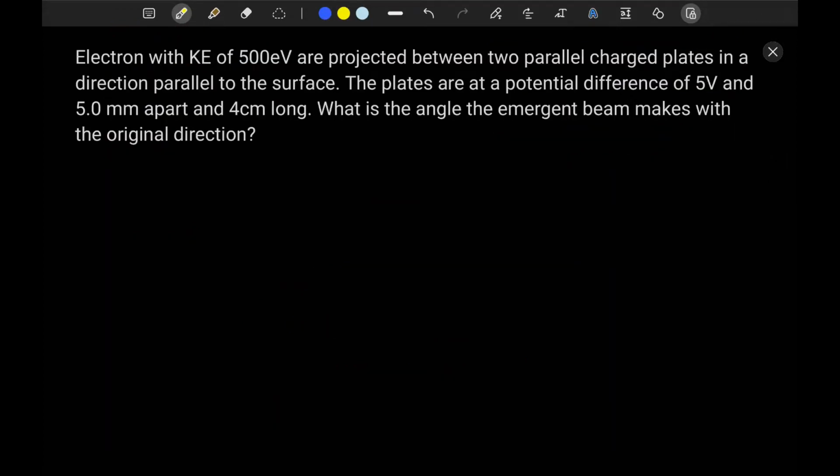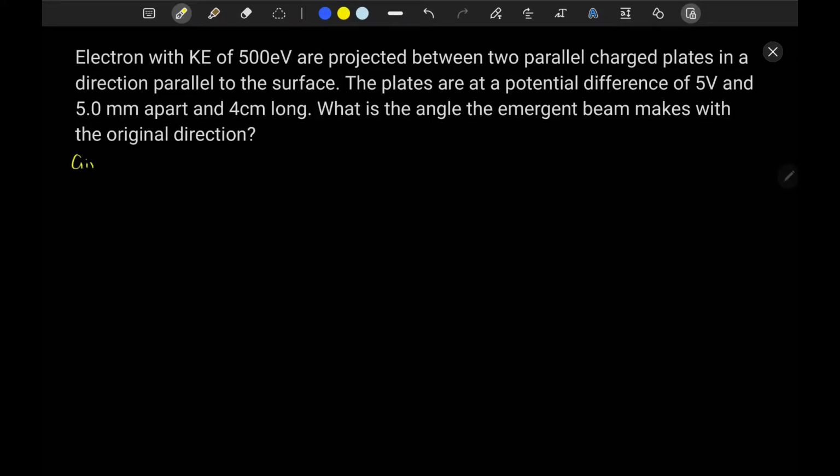Here is another question. Electron with kinetic energy of 500 electron volt are projected between two parallel charged plates in a direction parallel to the surface. The plates are at a potential difference of 5 volt and 5 mm apart and 4 cm long. What is the angle the emergent beam makes with the original direction?